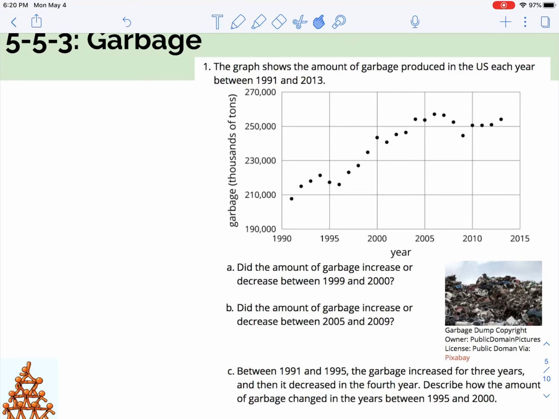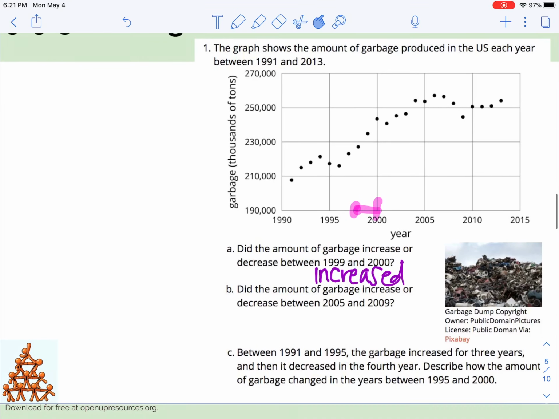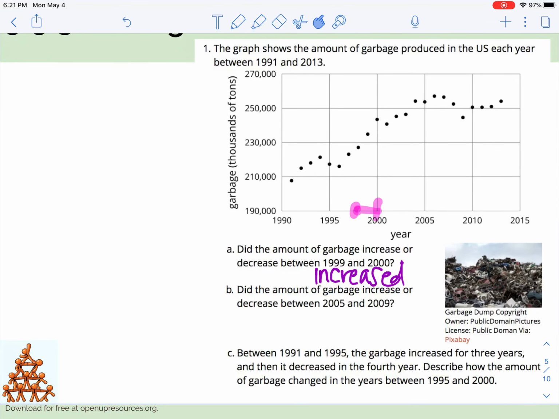So A says, did the amount of garbage increase or decrease between 99 and 2000? So you're going to look at 99 and 2000, like 99 is probably maybe here. And there's 2000. And that, to me, looks like it increased. For B, it says, did the amount of garbage increase or decrease between 2005 and 2009? So you guys are going to try this one on your own.